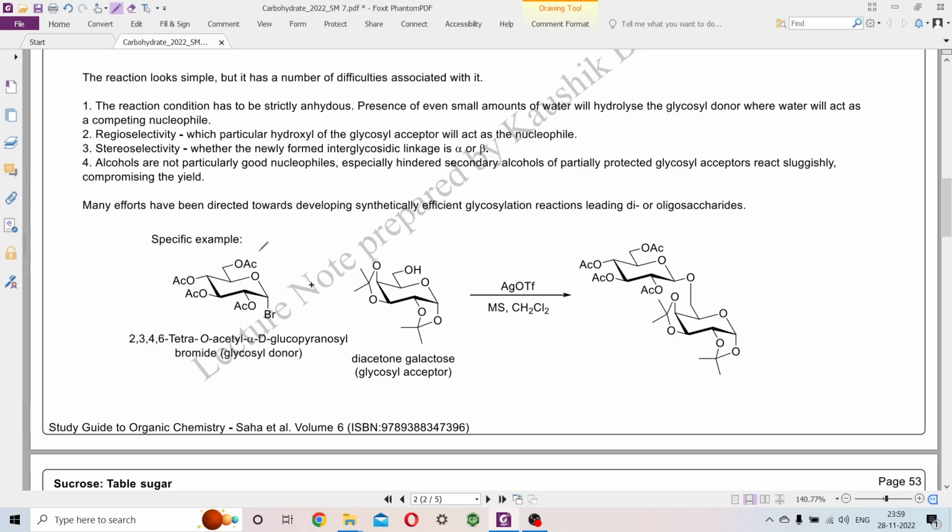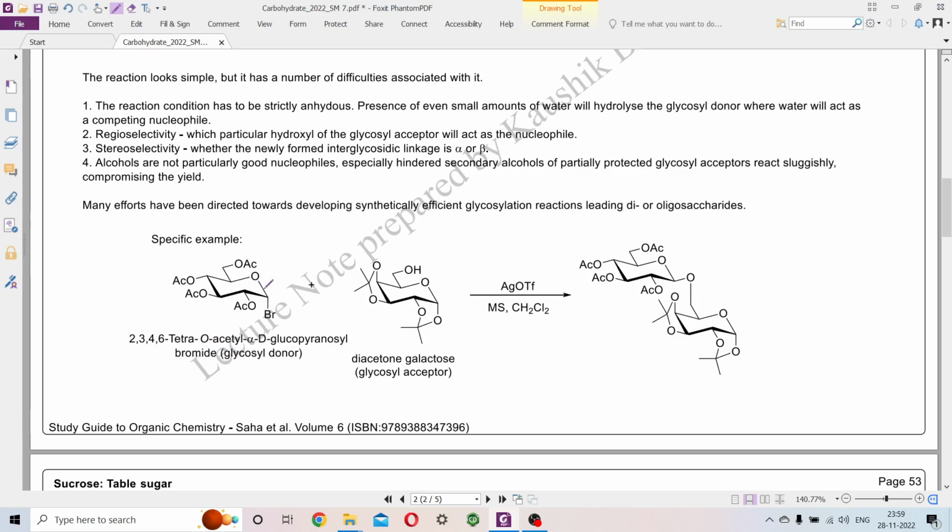I don't want that. This is my glycosyl donor. My glycosyl acceptor is a galactose derivative where I have protected the C1, C2, C3 and C4 hydroxyls via diacetonide derivative. It is only the C6 primary hydroxyl which is free, and that is what will react with this anomeric carbon of the glycosyl donor.